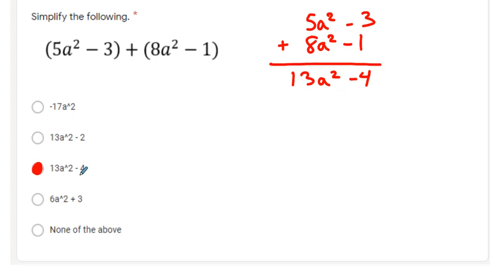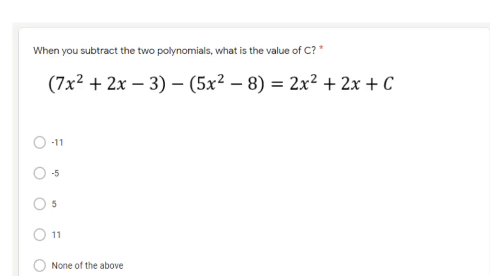And sorry about Google Forms, it doesn't have nice math text. So when you see the up arrow, it means exponent for that. So 13a squared minus 4.